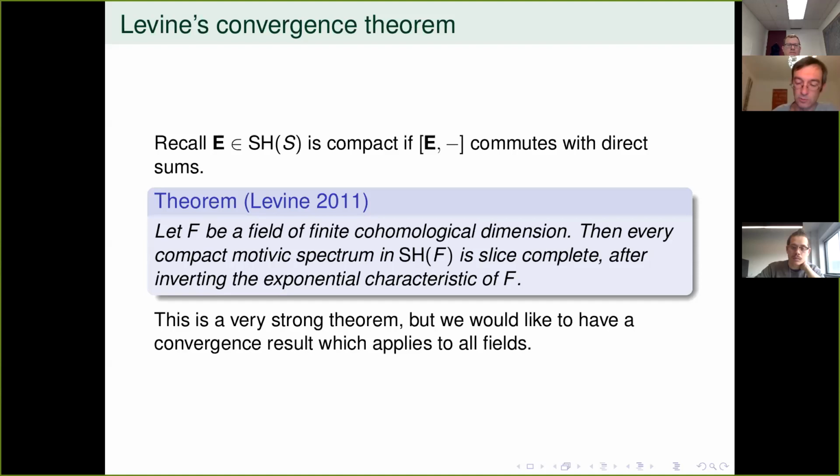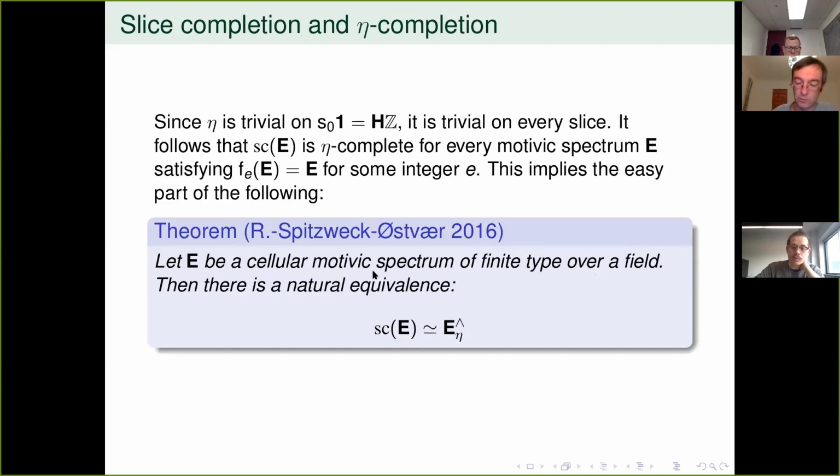So let's try to relax. Oh no, not relax. So yeah, we want to relax the condition on the field, but this means we have to adjust the conditions on the motivic spectrum. And the basic idea is that it should be connected to the behavior of the Hopf map eta.